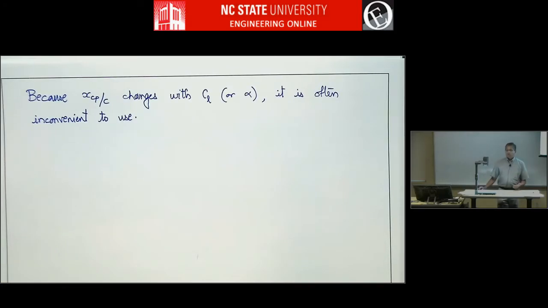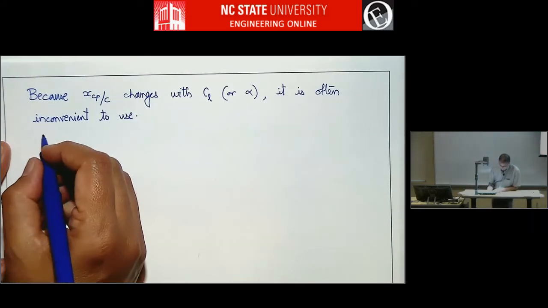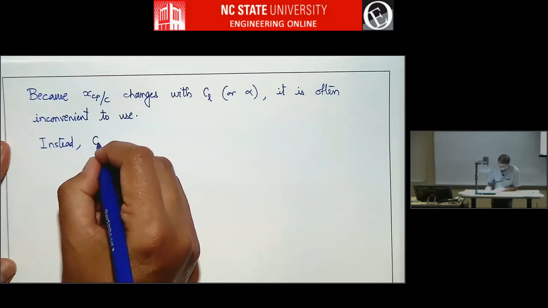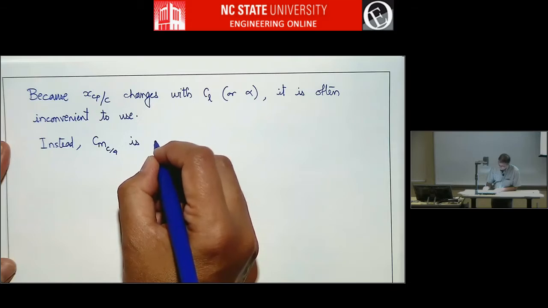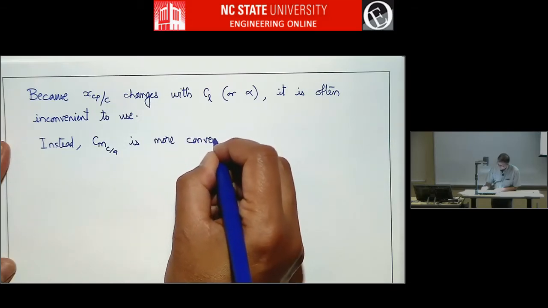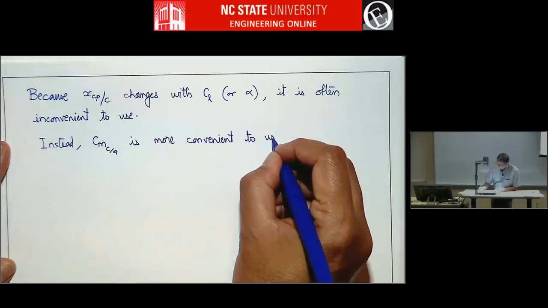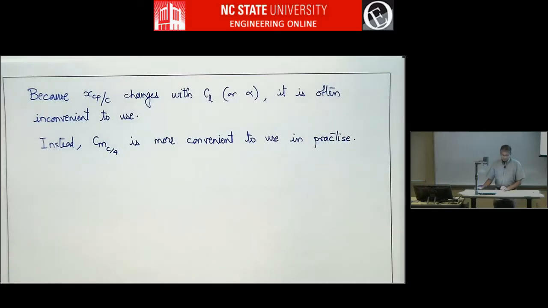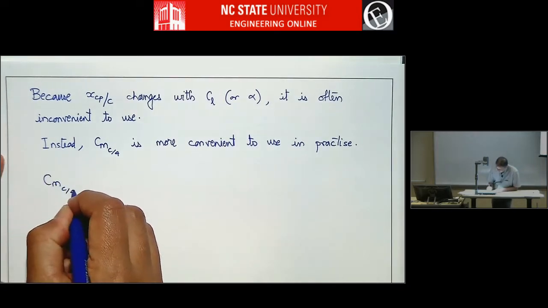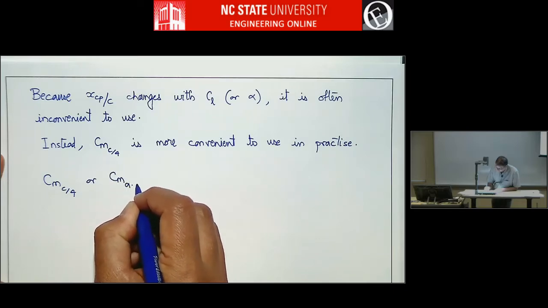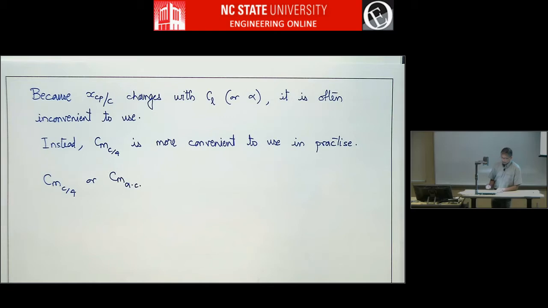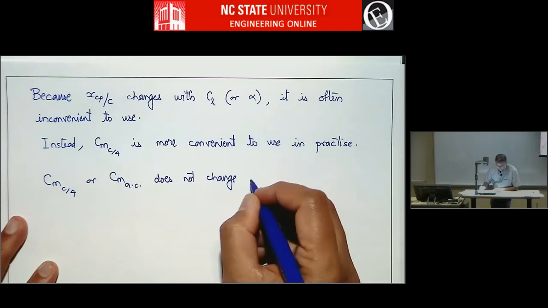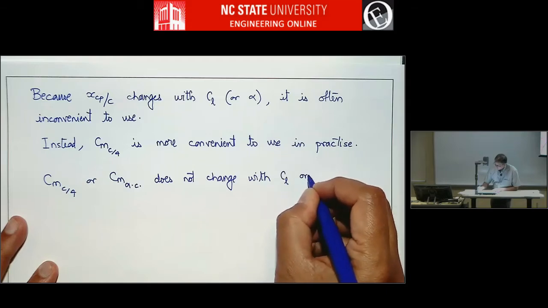There are some instances in which you need center of pressure, but most of the time it's more convenient to use CMC over 4. So CMC over 4, which can also be written as CMAC, because AC is practically at the quarter chord. So this does not change with CL or alpha.